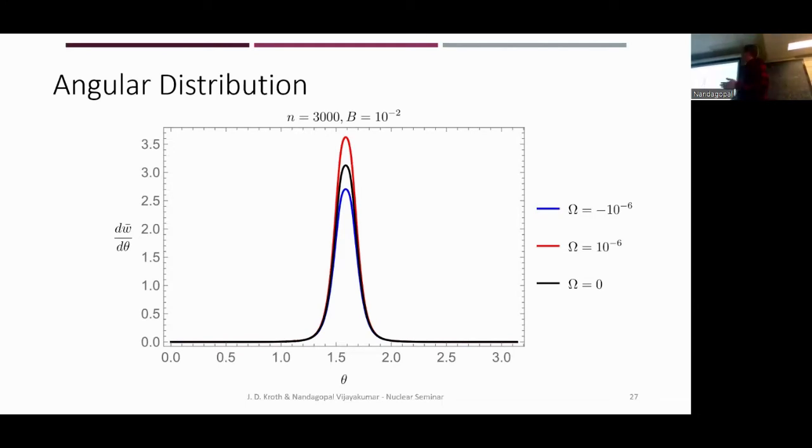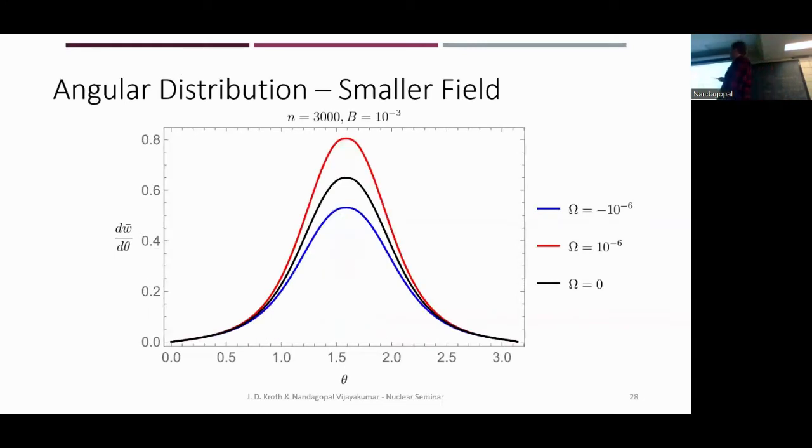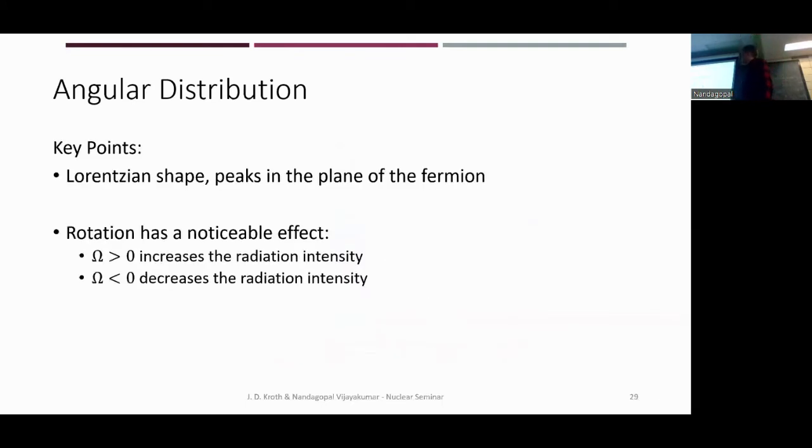And so this is the big thing, or the first glimpse of the big thing. Rotation with the field gives us an enhancement of the radiation. Rotation against the field gives us suppression of the radiation. We can do this for a smaller magnetic field, one order of magnitude less, and we see the same thing. Just a little bit wider, it's lower energy. And so the key points of that, again, Lorentzian shape, fairly unremarkable, but omega greater than 0 with the field increases radiation, omega less than 0 against the field decreases it.